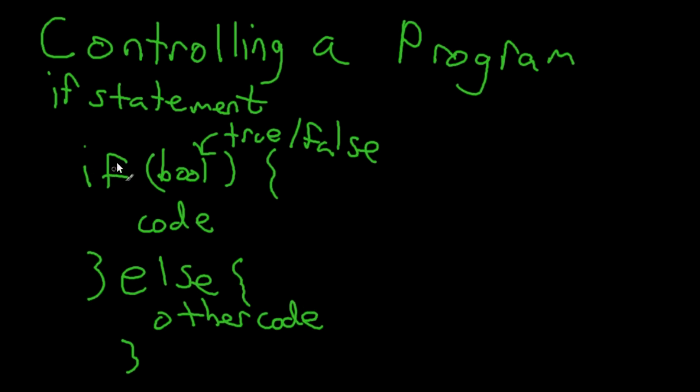So this says, if true, do this code, and it will not do the else. But if the Boolean happens to be false, it will do the else. So it's kind of like saying, either do this if true, or do this if false.